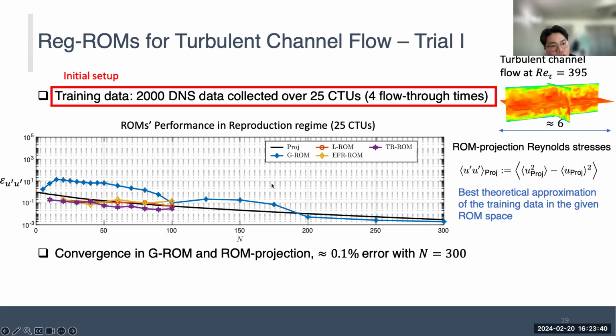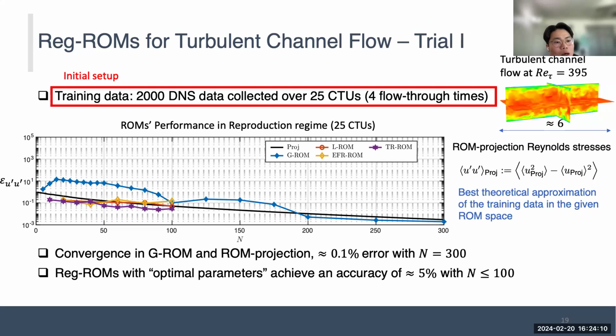From this plot, we see convergence in the G-ROM and the ROM projection. As the number of modes increases, the error initially is about 100%, and then we can reach about 0.1% error with 300 modes in both the Galerkin ROM and ROM projection. And with reg-ROM with optimal parameters, we are able to achieve an accuracy of 5% with fewer than 100 modes.